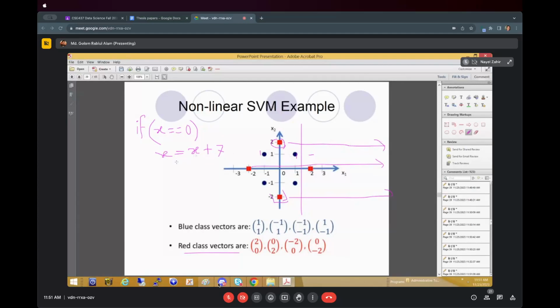And do we need to change the y? Actually, no need to change the y. Here we can see that the y is 2, and if we just want to shift this one here, then no need to change the y. So we can keep the y as it is. So if x equals 0, then we can just use this transformation: x equals x plus 7 and y equals y.